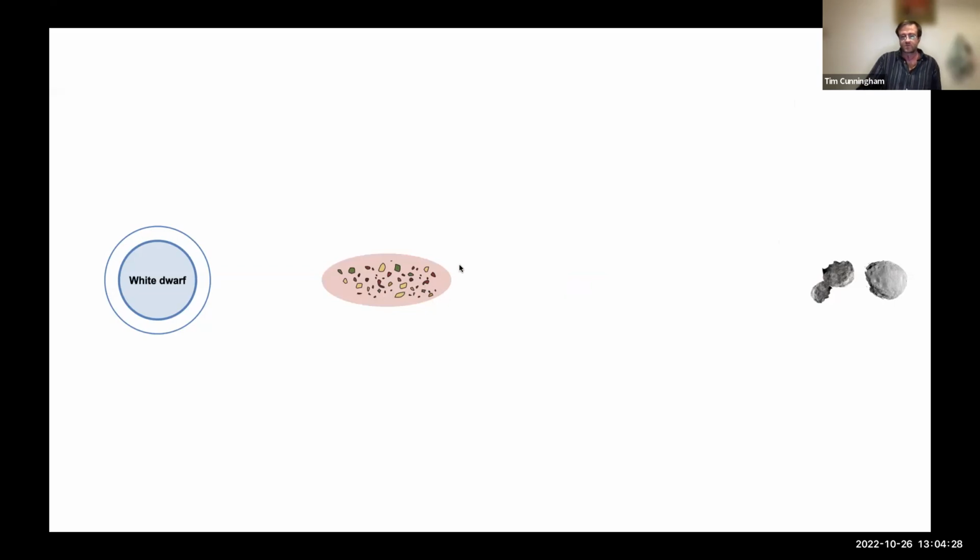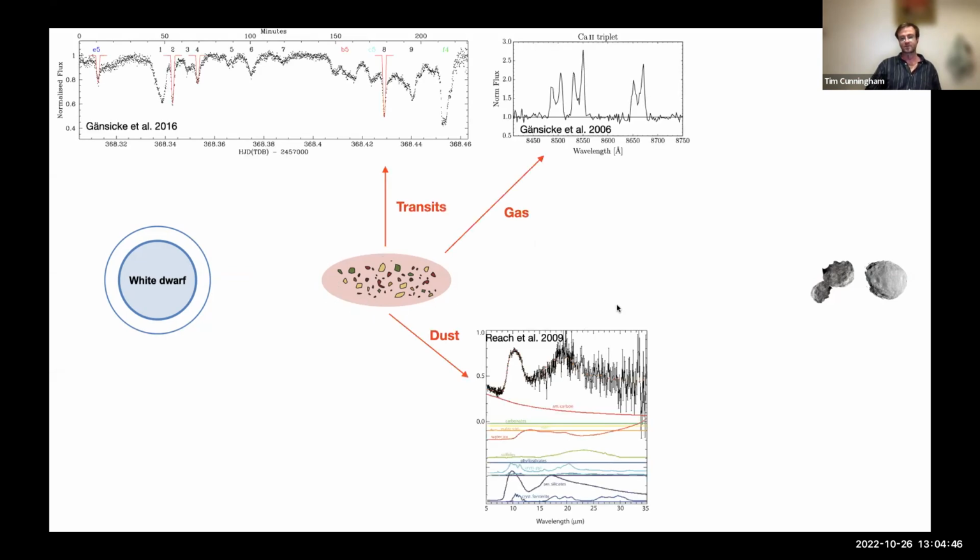And there's lots of observational and theoretical evidence that planetary bodies will be scattered by themselves towards the center of gravitational potential where the white dwarf sits. And so when they reach the Roche radius here, they're likely to tidally disrupt and form a debris disk. And we have evidence of this in many forms now.